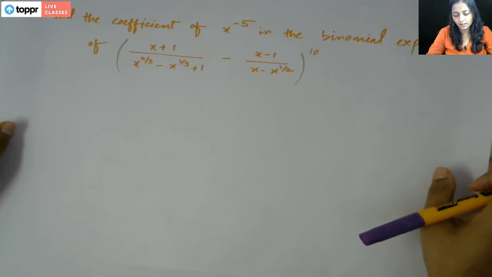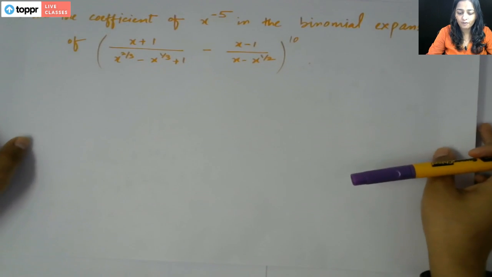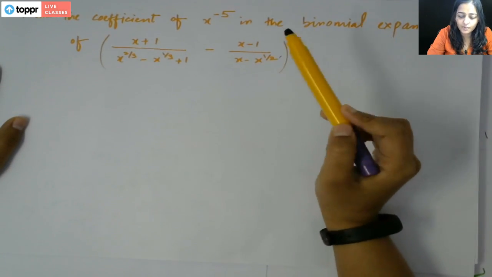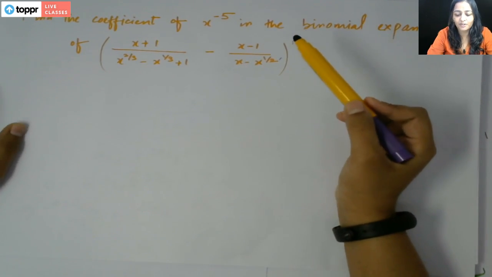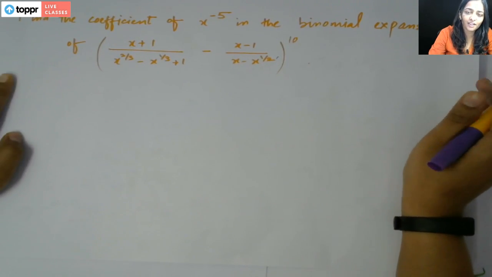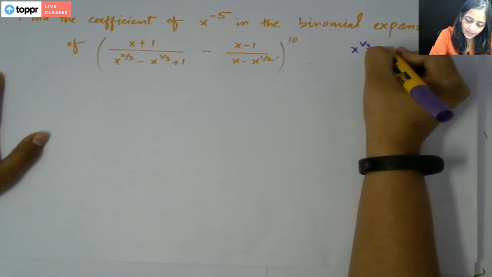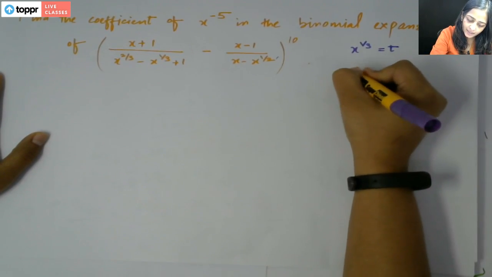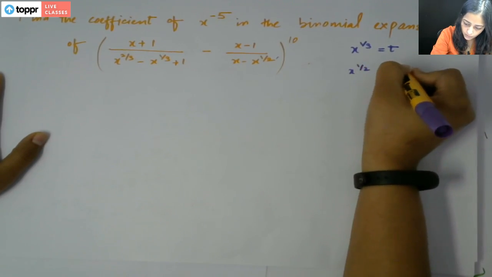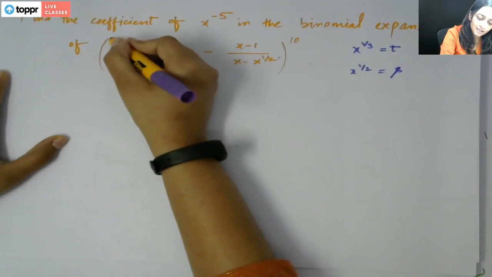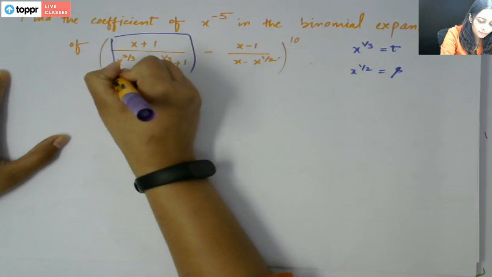Let's look at another question. We have to find the coefficient of x raised to the power minus 5 in this binomial expansion. Seems very complex, right? But we can simplify it very easily. Let's suppose x raised to the power 1 by 3 is equal to t and x raised to the power 1 by 2 is equal to s. If I substitute them here, first let's consider this first term only.